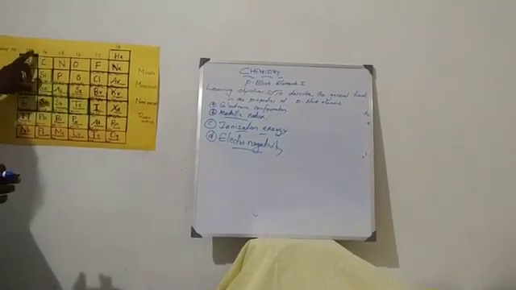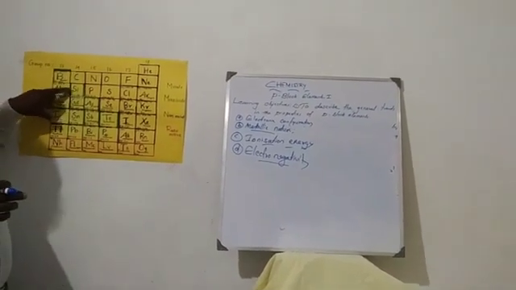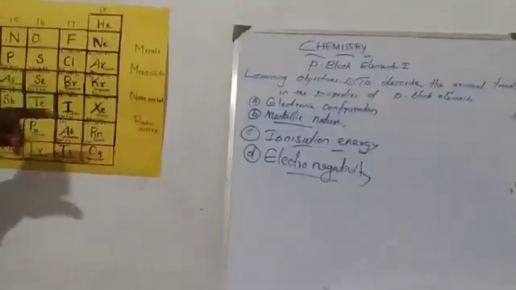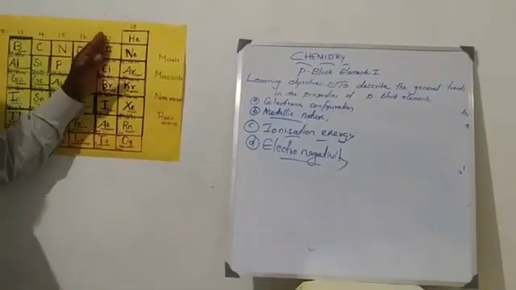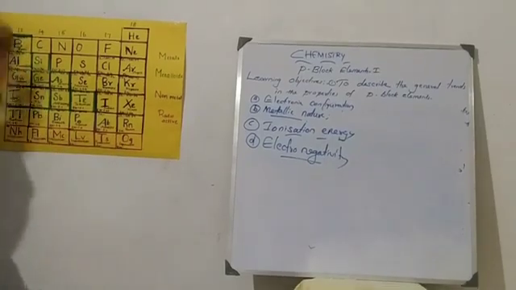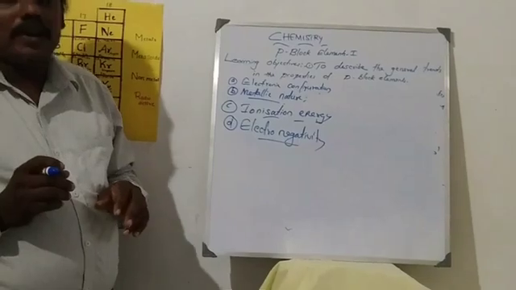First it decreases from carbon to silicon, and germanium almost increases. In the case of the 15th, 16th, 17th, and 18th groups, it almost decreases. This is about the electronegativity.